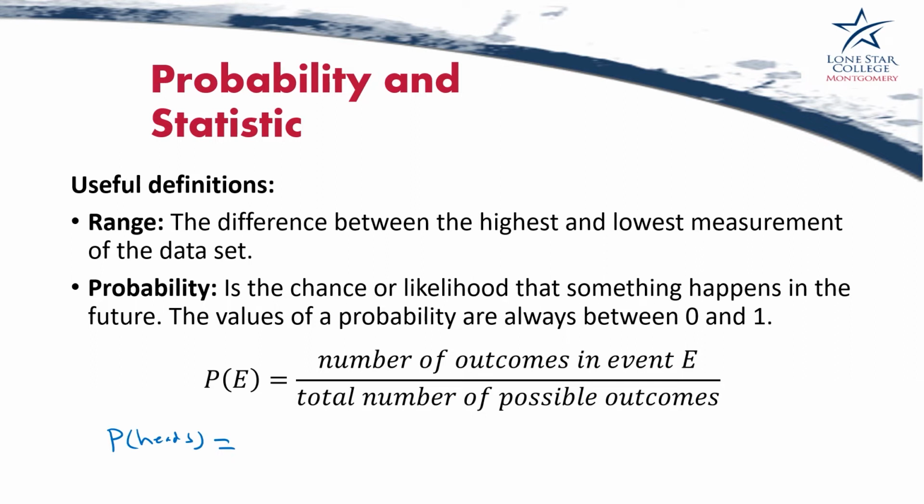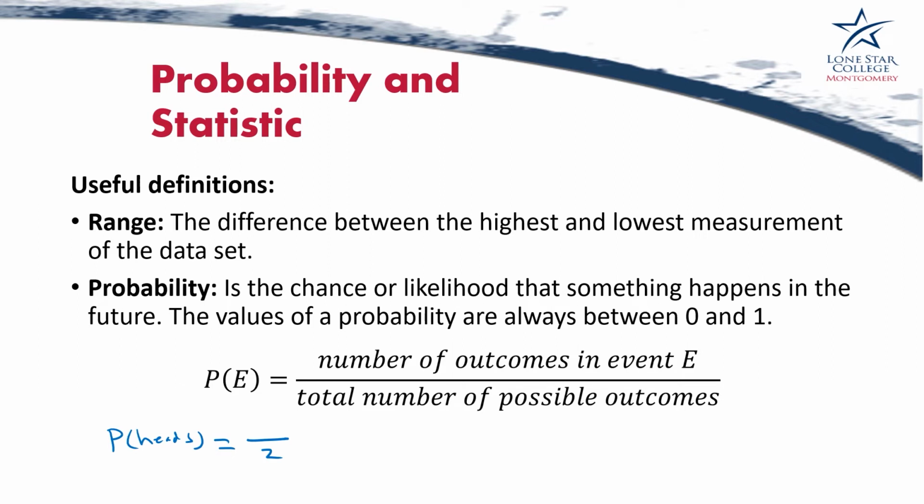The bottom of the fraction is the total number of possible outcomes. So you want to think about how many total possible outcomes there are for a coin. Now, a coin has two sides, so that means there are only two possible outcomes. And now you want to think about the top of the fraction, the number of outcomes in the event E. E in this case would be heads.